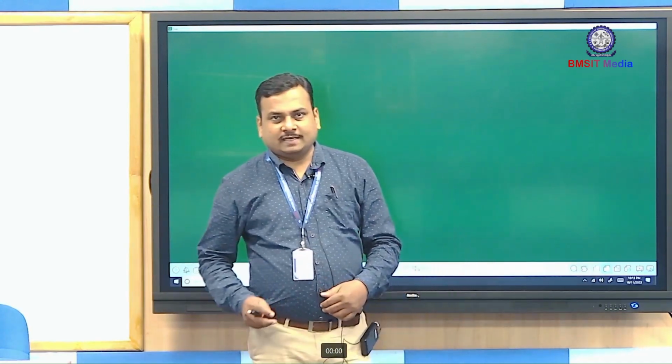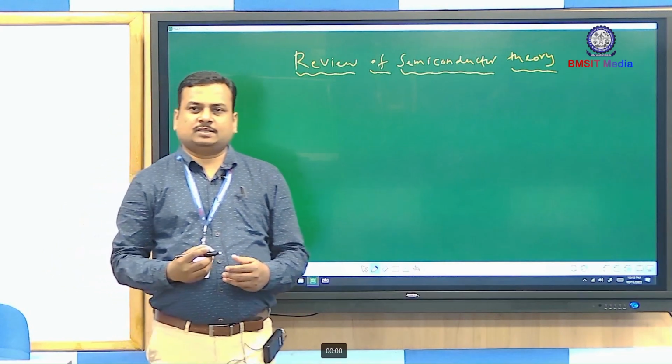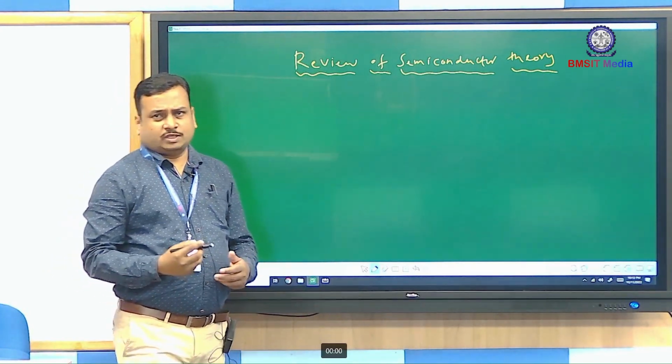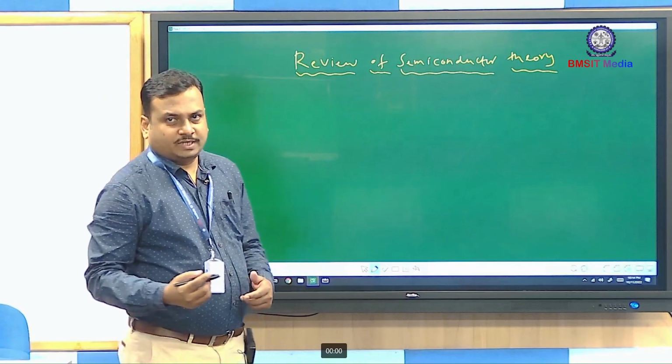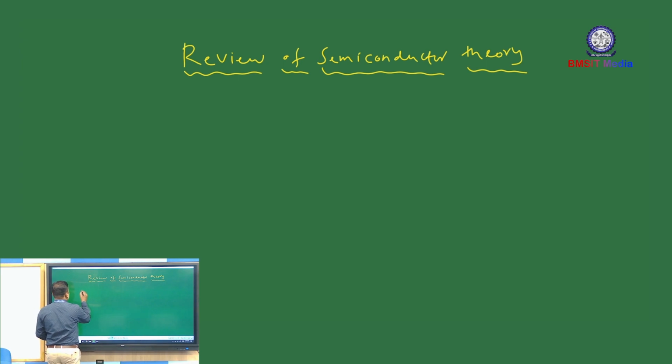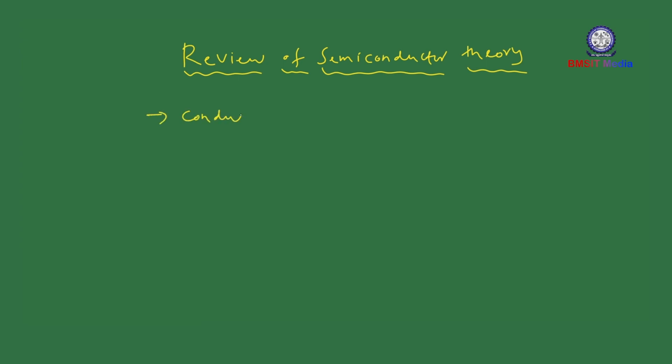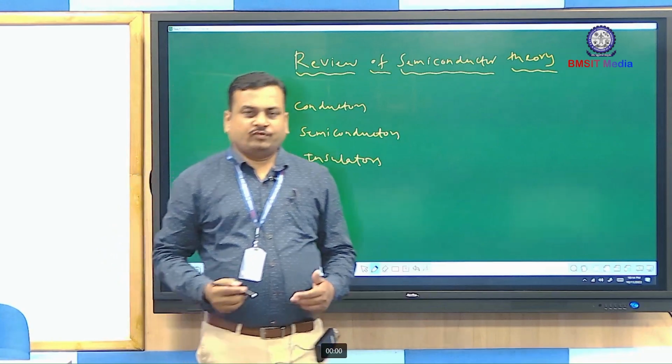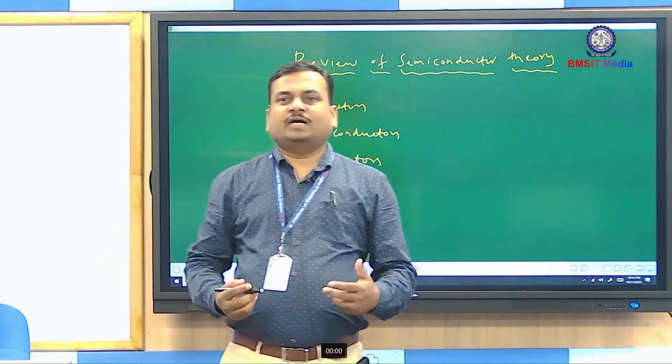So I will start with the basic thing, that is, the review of semiconductor theory. In this we will see the classification of materials, right? How these materials are classified. This classification is based on conductivity. Based on the conductivity of the material, we get three types: first conductors, second semiconductors, and third insulators.